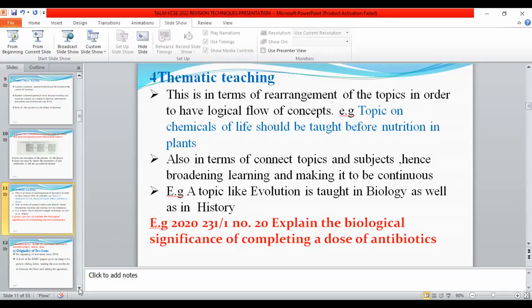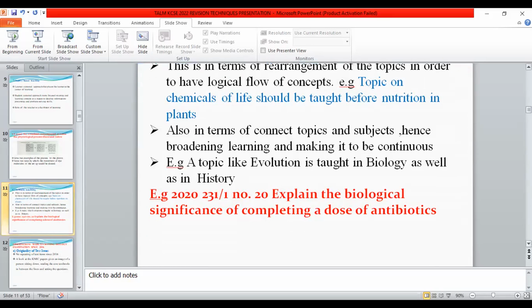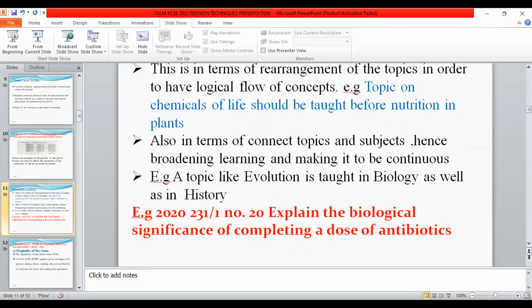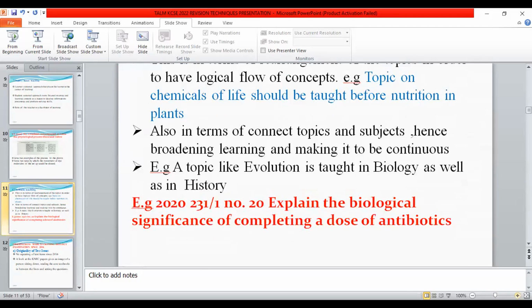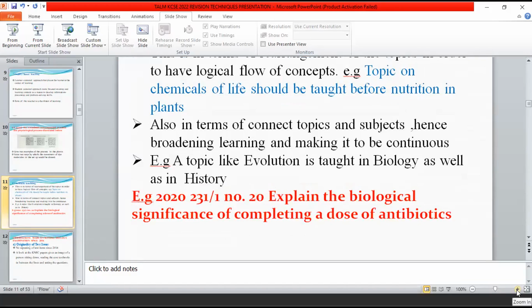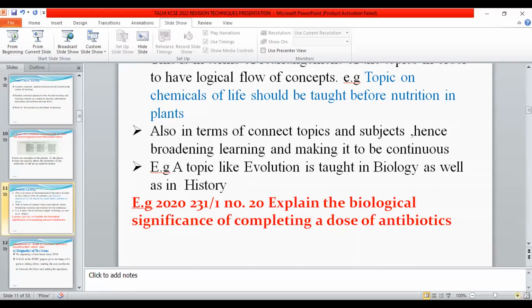So if you look at, for example, what was asked last year, number 20, students were told to explain the biological significance of completing a dose of antibiotics. And by the way, this is an area which has been appearing many times since 2016. And you find that most of the candidates who attempted that question ended up scoring 1 mark. Why? Because they could not conclusively articulate how failing to complete a dose leads to the development of resistance and the mutation of pathogens.